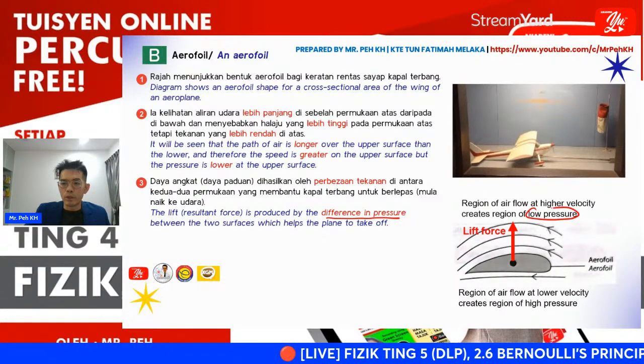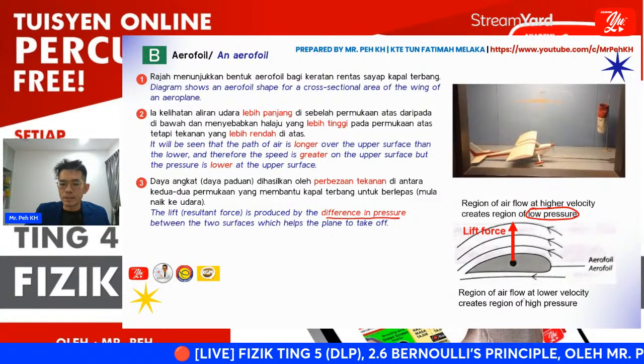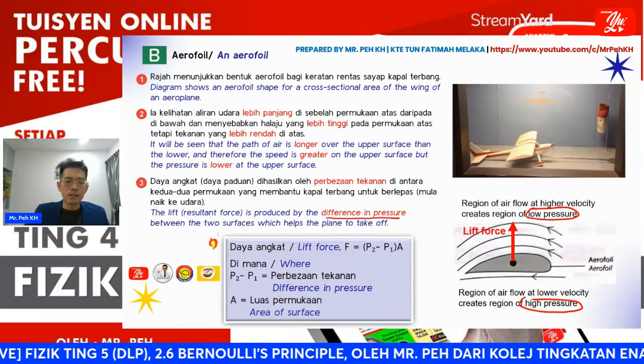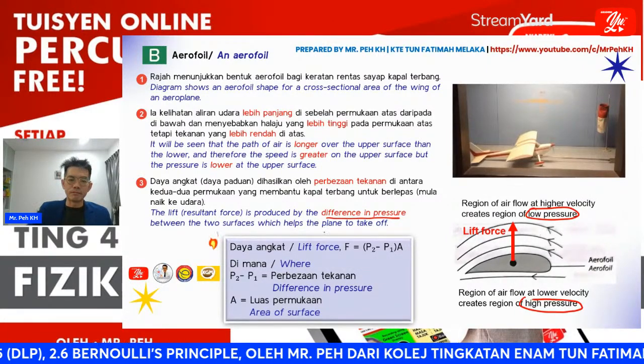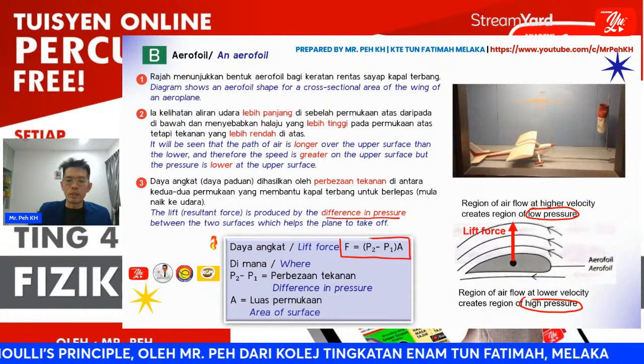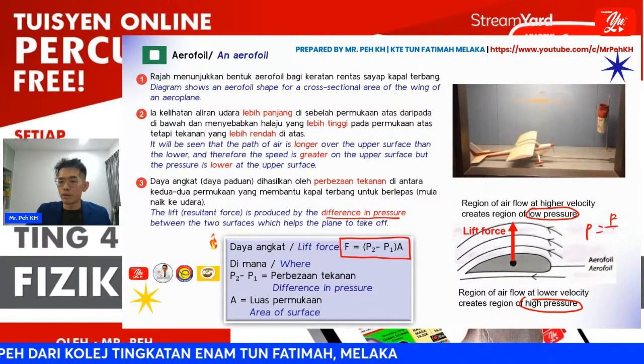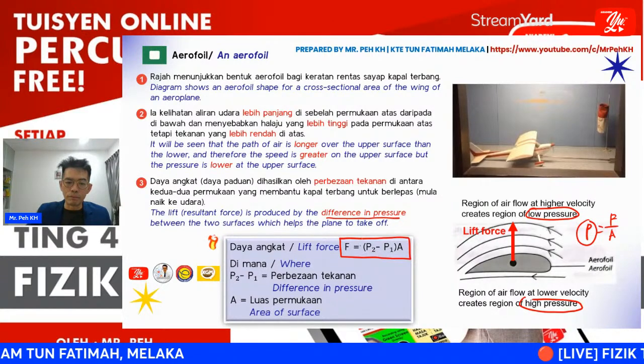So here, low pressure at upper surface, high pressure at lower surface. Okay, so here the force can be calculated by this formula. And this formula you actually learned also now, where pressure equals force over A. So the pressure here is referring to different pressure.